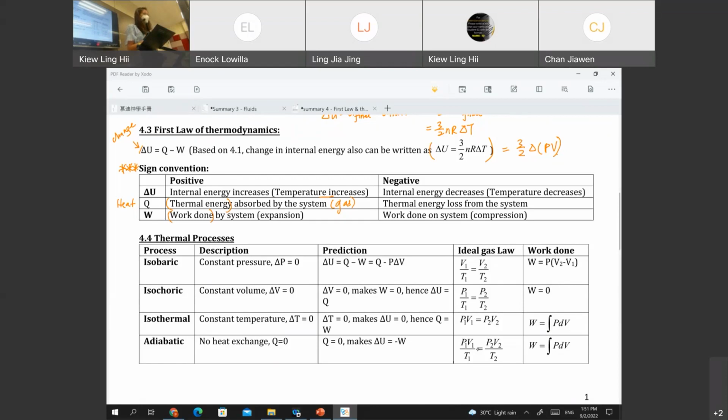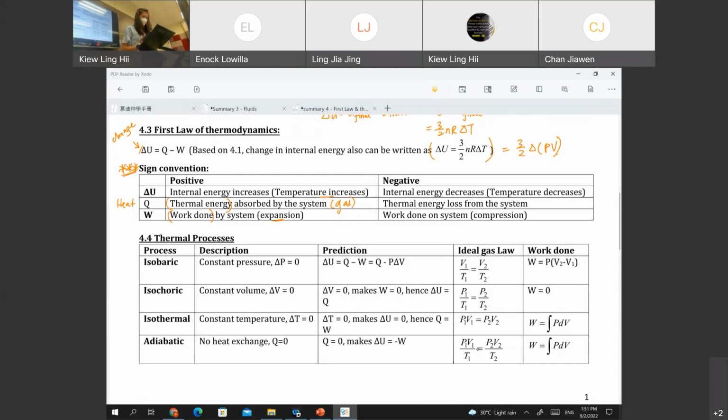And finally, work done. If it is positive, it means work done by the gas, so it is expansion. Negative means work done on the gas, so it is a compression. So these are the sign conventions that you must remember.